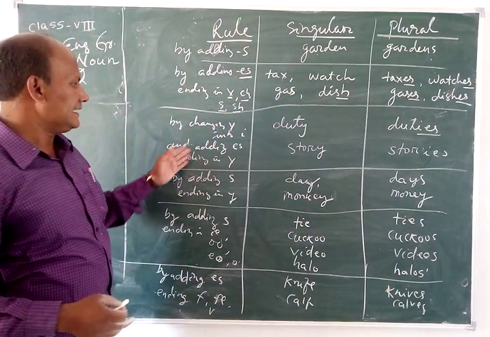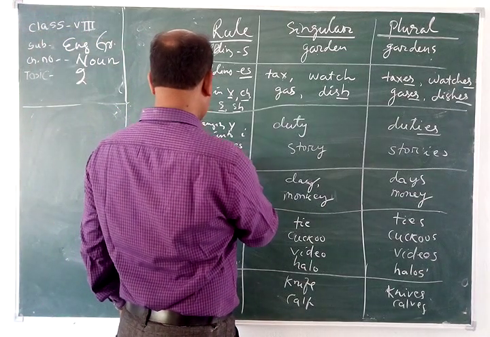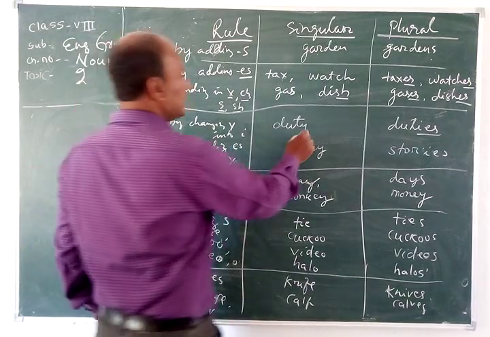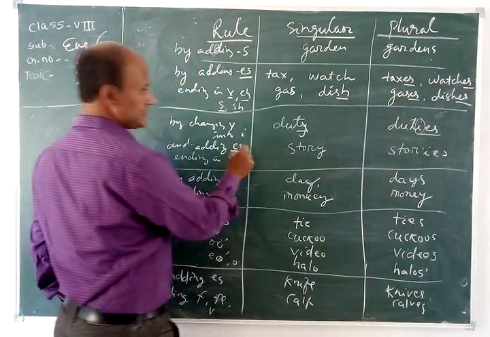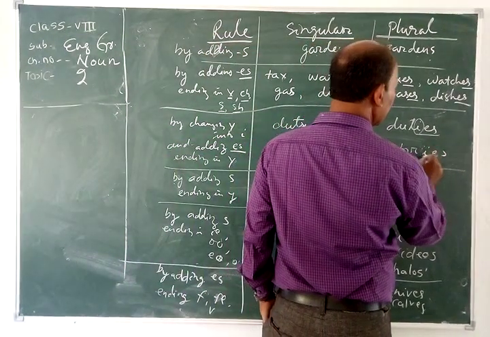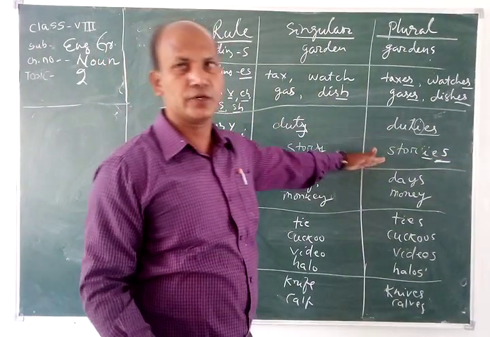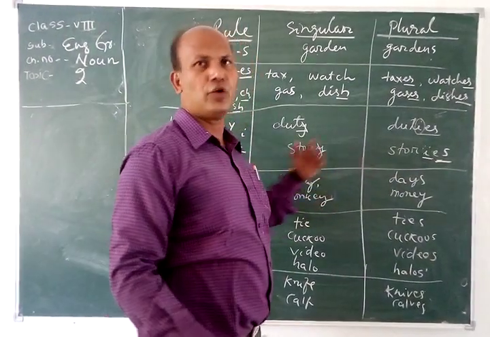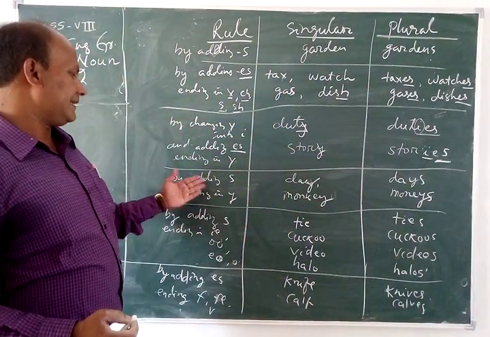Next, by changing y into i and adding es, for words ending in consonant plus y. Just ending in y, you have to write i, then es. Story, you have y here, you have to write i, then es. In this way, you make singular into plural. It's clear? Now by adding s. It's simple, day, days. Monkey, monkeys. So by adding s, for words ending in vowel plus y.